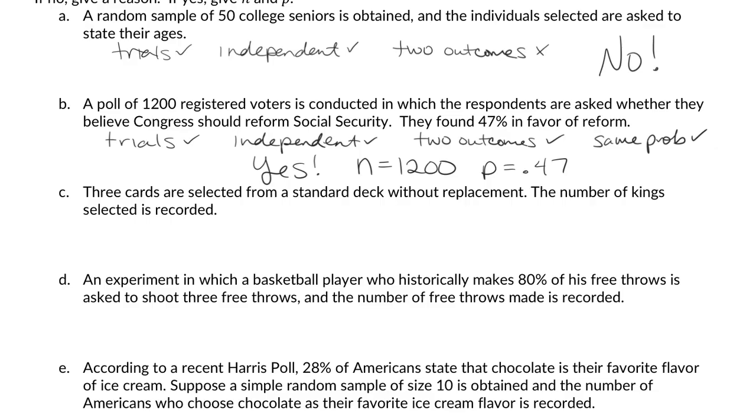Letter C: 3 cards are selected from a standard deck without replacement, so the number of kings selected is recorded. Is there a set number of trials? Is each one independent? I heard no. Why not? Without replacement. Absolutely. If I pull a card the first time, it changes the odds of the second card being a king, specifically because it says without replacement. So this is not a binomial experiment.